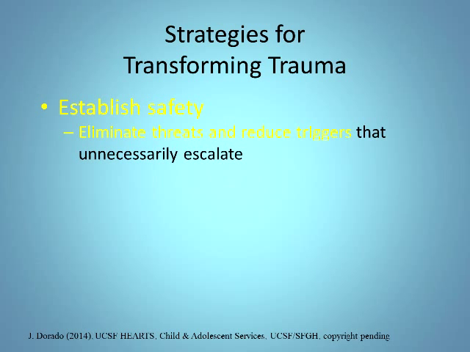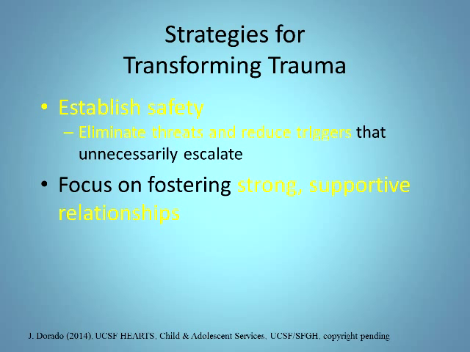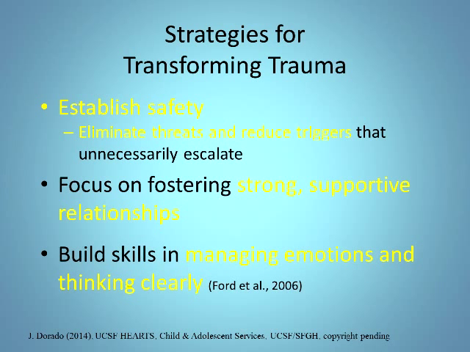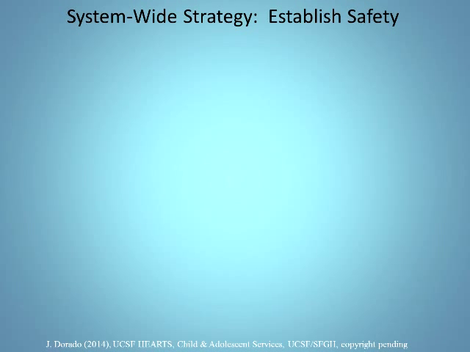So when we talk about key strategies for transforming trauma in schools, we're going to talk very briefly about establishing safety, eliminating threats and reducing triggers, making the environment more predictable. We're going to talk about fostering strong supportive relationships with caring adults and also between school staff. And we're going to talk about building skills in managing emotions and thinking clearly, because the development of the ability to manage one's emotions and think clearly can get knocked off course by trauma. So let's talk about safety first.